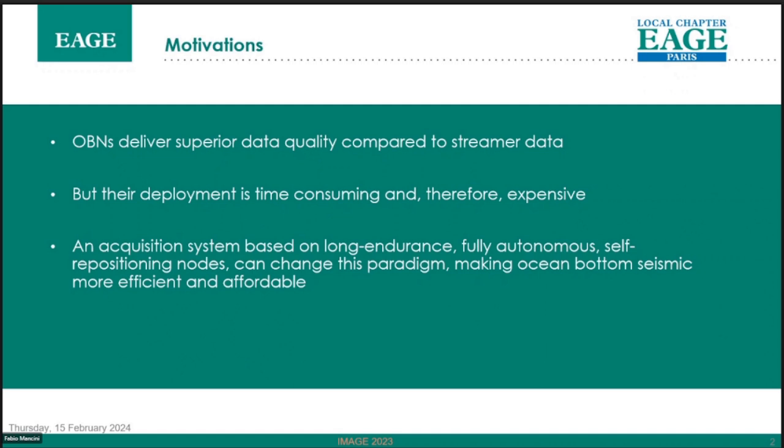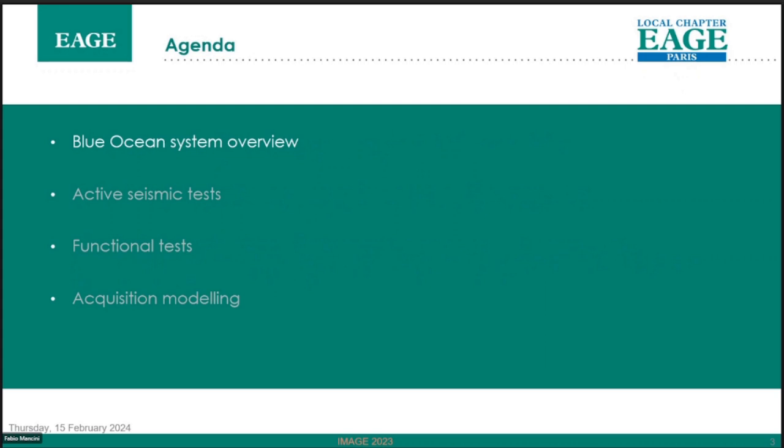But what we want to do is try to break this paradigm of superior data quality for a very expensive acquisition, and we think we can do that with a system based on long endurance, fully autonomous, and self-repositioning nodes. And this is what we are trying to develop in Blue Ocean.